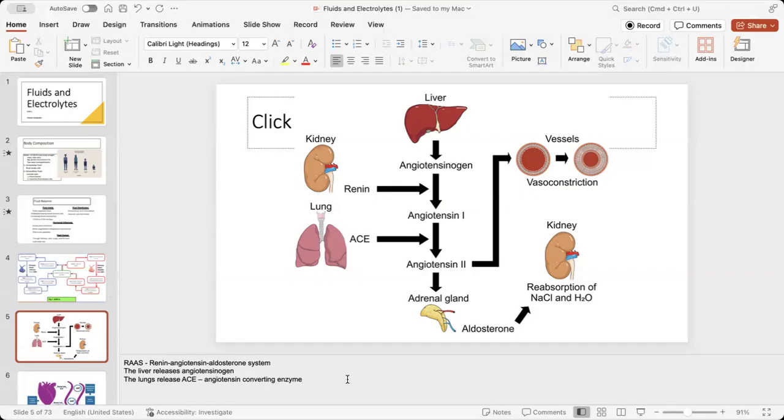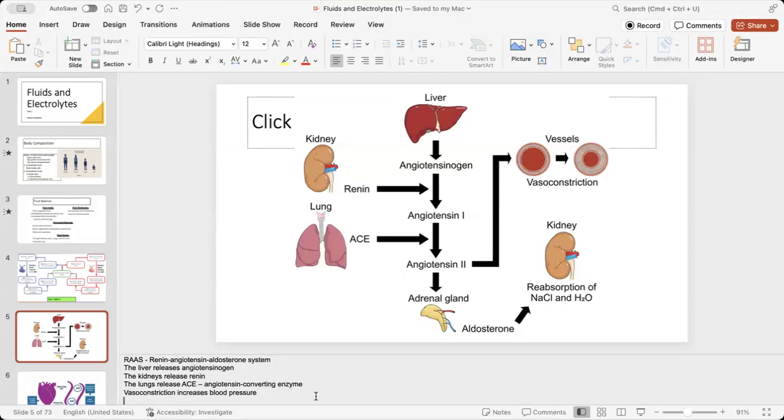Vasoconstriction. When we have vasoconstriction, what happens to our blood pressure? It increases. Is that what we want to do? Is that why this system is going on? Yes. We have less blood volume, we have low blood pressure. Angiotensin 2 causes vasoconstriction. Then it also is going to cause the adrenal glands, which sit on top of the kidneys, to release aldosterone. An important hormone that we're going to talk about again and again.